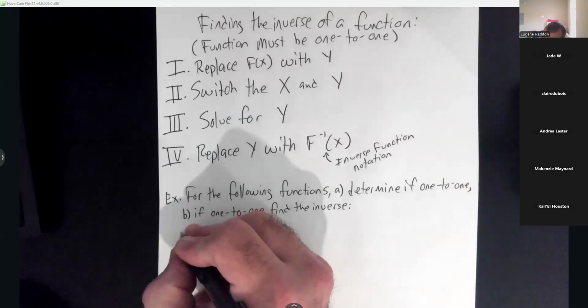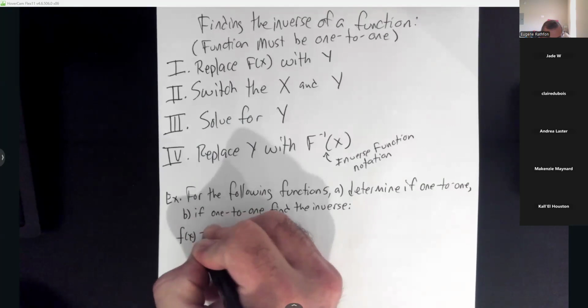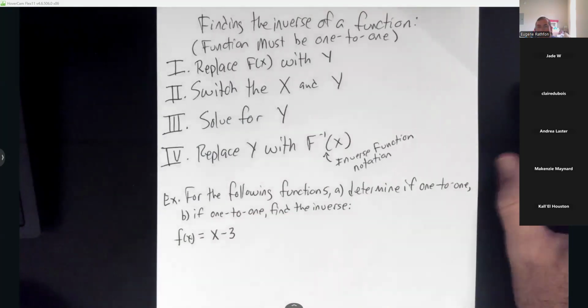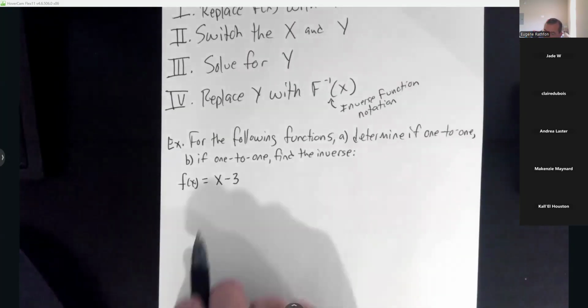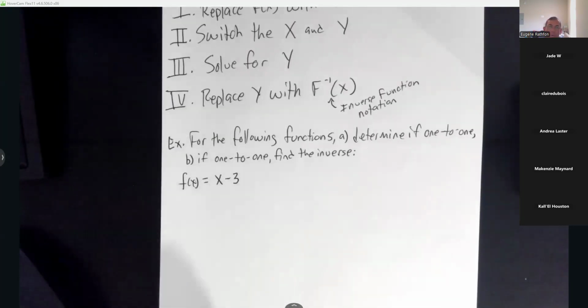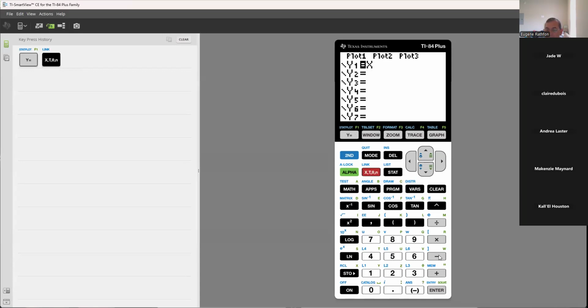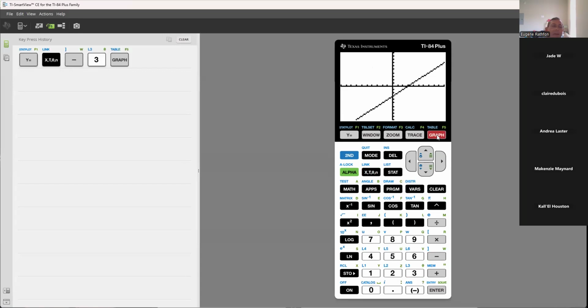So, y'all, the first one I'm going to do, f of x equals x minus 3. So that is my function. If you want to see if it's 1 to 1, let's go to the calculator. Let's go to y equals, and let's graph x minus 3. All right, so I'm going to hit graph. Is that function 1 to 1?